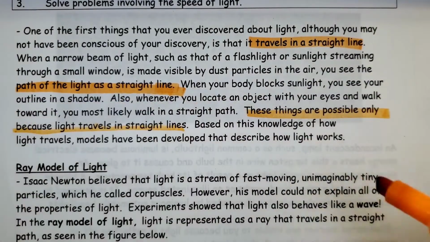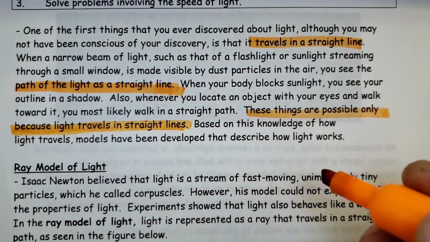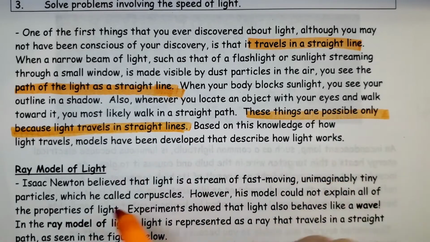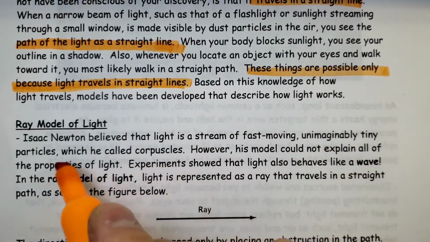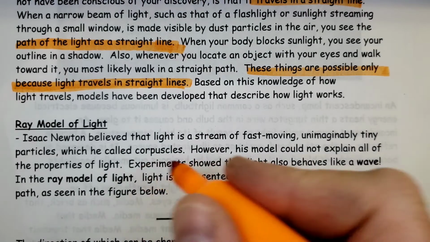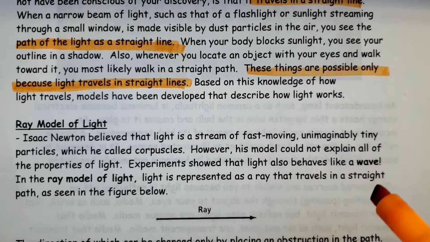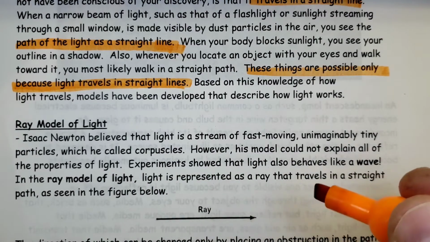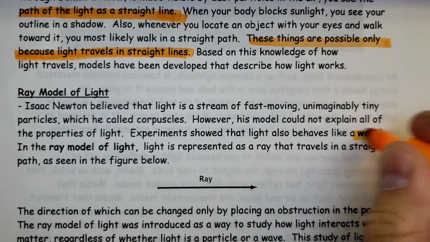Based on this knowledge of how light travels, models have been developed that describe how light works. So we look at the ray model of light. Isaac Newton believed that light was a stream of fast-moving, unimaginably tiny particles, which he called corpuscles. However, this model cannot explain all of the properties of light. Experiments showed that light also behaves like a wave.